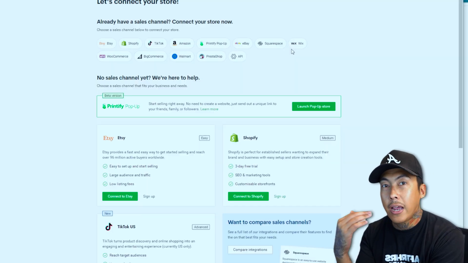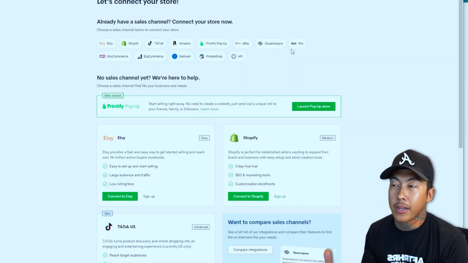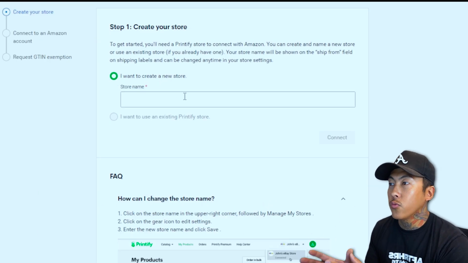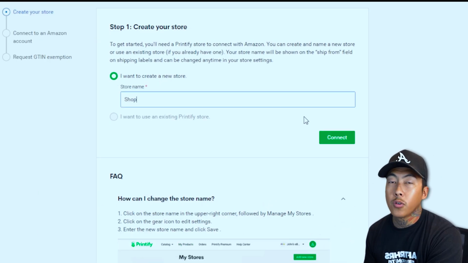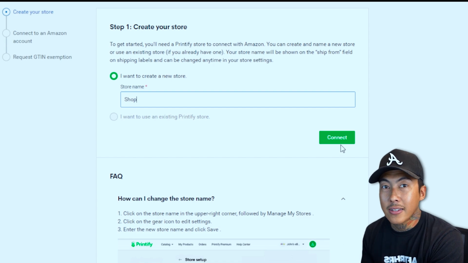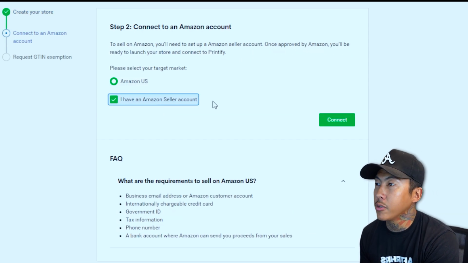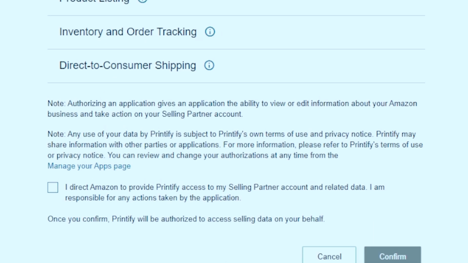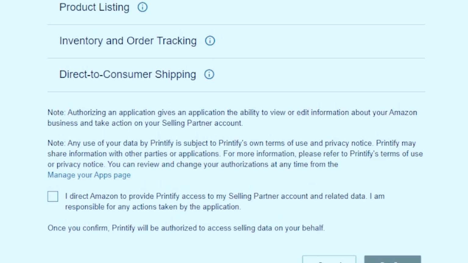So once you are in, you have your Amazon account and you have your Printify account, you will head back on over to Printify. You will click Amazon right here, and you are going to want to create a new store name. So once you type that in, you will click connect, and then you will click I have an Amazon seller account, and then it's going to direct you back to Amazon where it says to authorize Printify as a selling partner on your account.